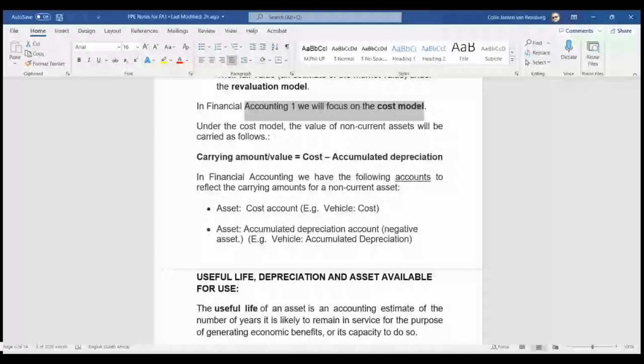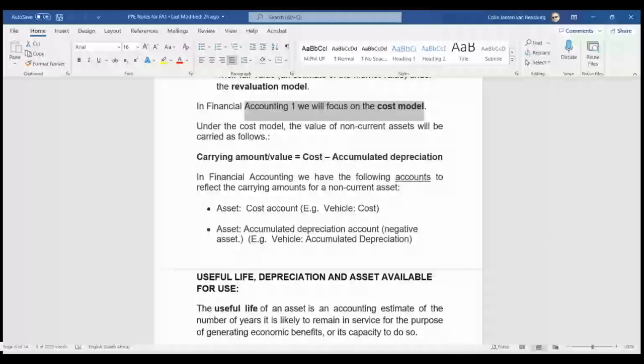We're going to recognize it on the debit side of a cost account. But we cannot simply call it cost. The way that we've got to create the name of the account, we've also got to identify the name of the particular asset or the category of assets. In this example, the category of assets was vehicles. So we'll have vehicles, colon, what does it contain?